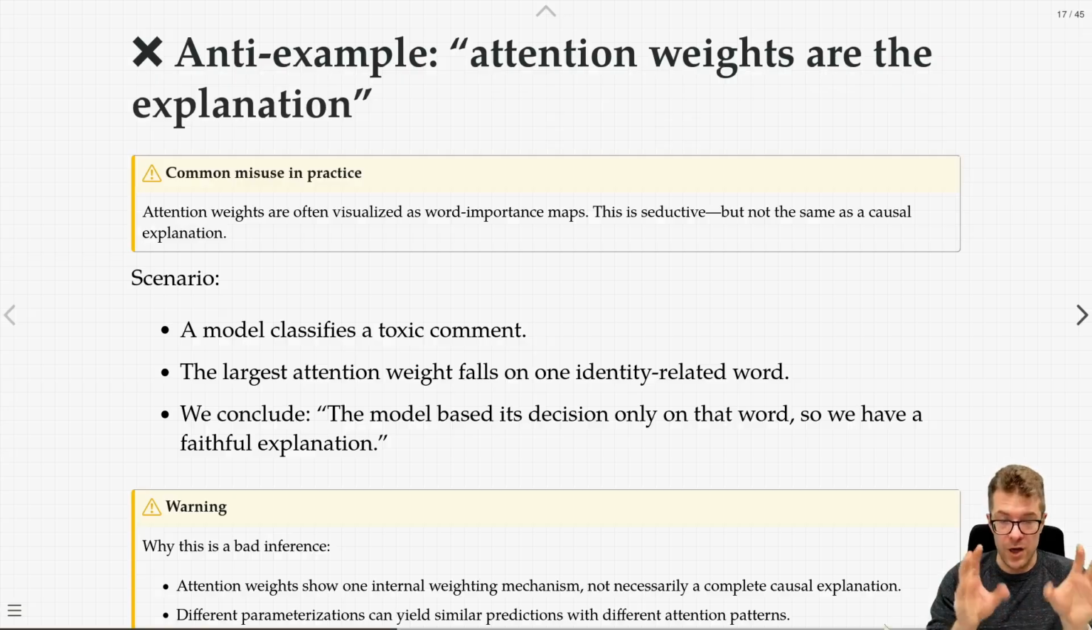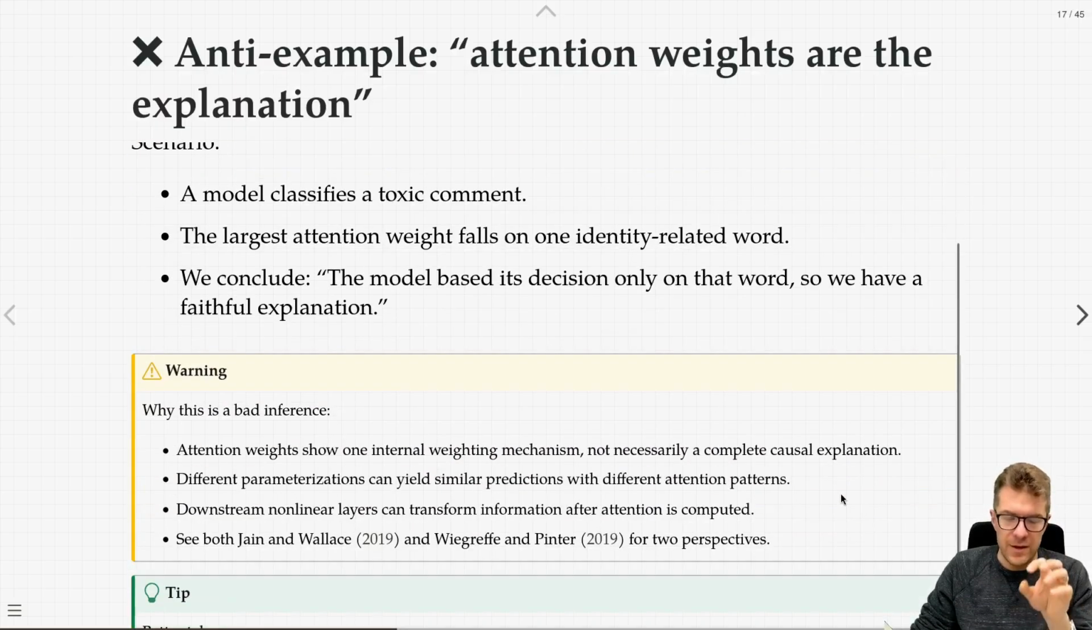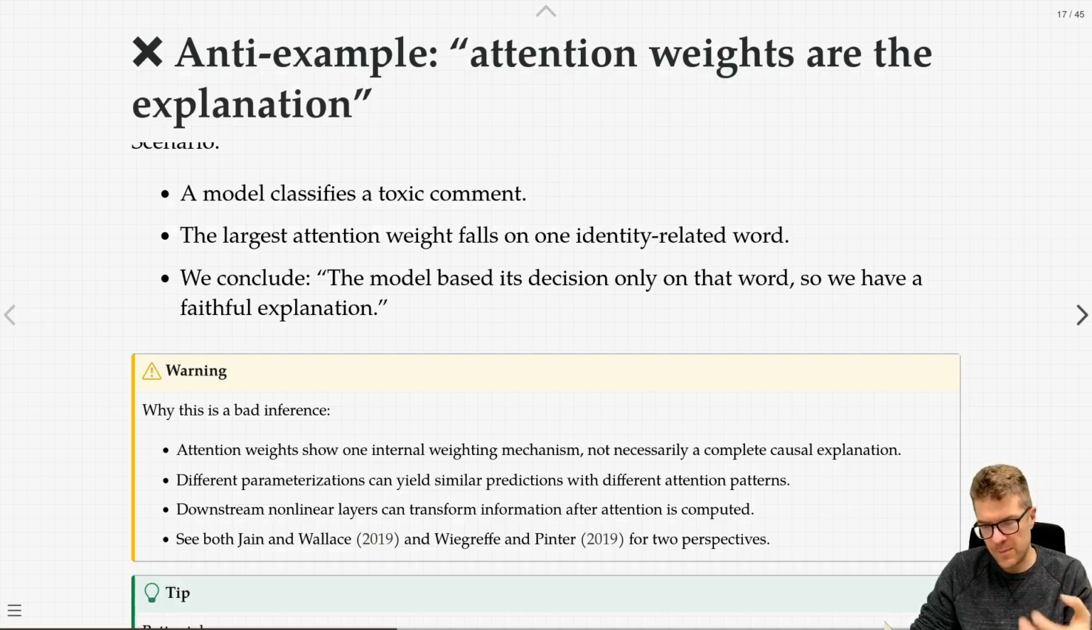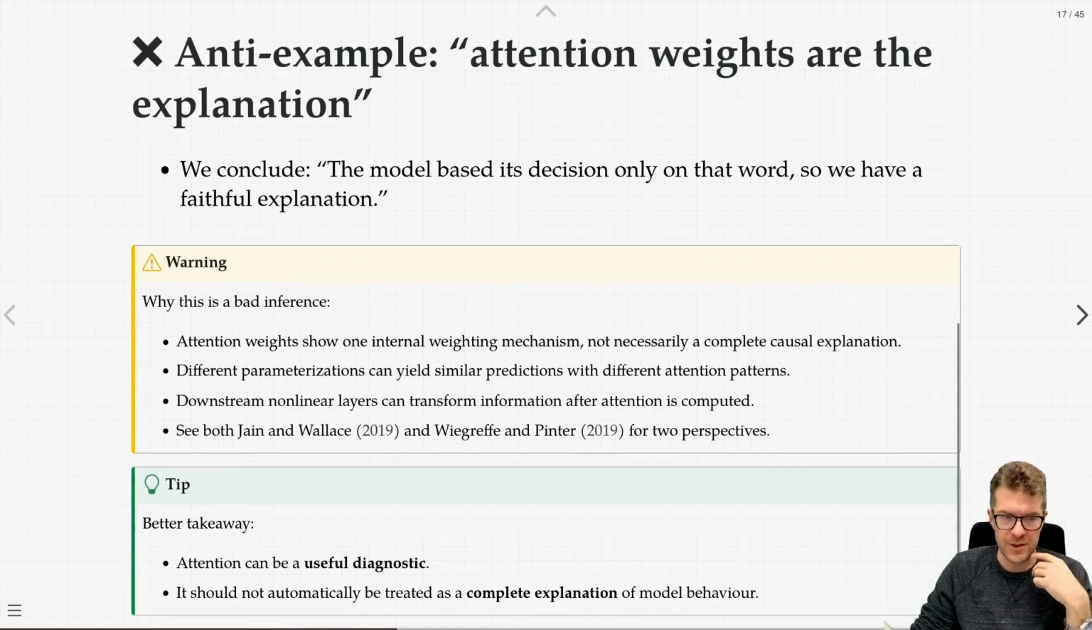So you'll conclude from that, and this will make sense to you, that the model based its decision on the toxicity of this comment on this one word. Look at this one word, it occurred here, therefore we have an explanation for why this comment is toxic. But it's not exactly that. That word is used in a context, it's not that word by itself that's producing the toxic comment. It's more complicated than that. It's more complicated than your intuition led you to believe.